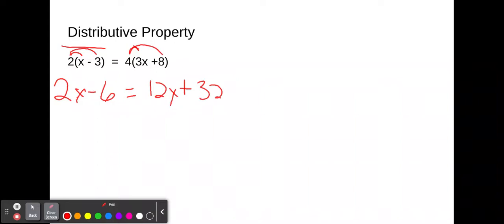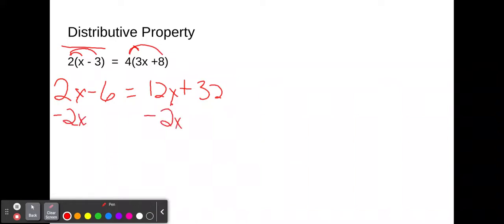So now we've got something similar to our first example. And this time I have more x's because on the right-hand side of the equation, I have 12x on the right and only 2x on the left. So in this case, I'm going to go ahead and add a negative 2x, or subtract 2x.